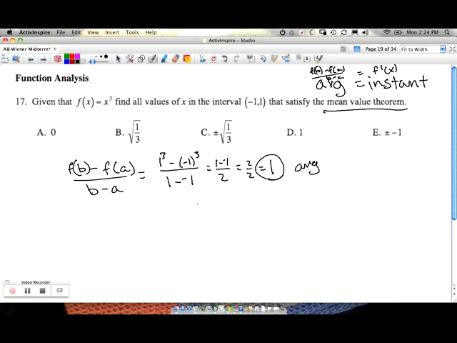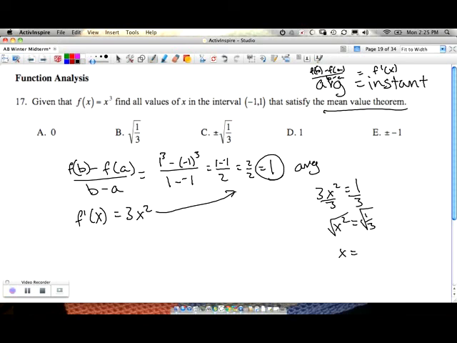This is our average slope. Now we have to find our derivative, which is f prime, and set it equal to that. f prime of x is 3x squared. So when does 3x squared equal 1? That's a little bit of algebra. 3x squared equals 1. Divide both sides by 3. x squared equals 1/3. That means that x is going to be the square root of 1/3.